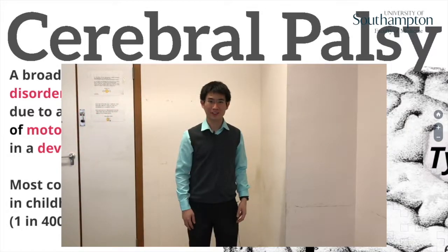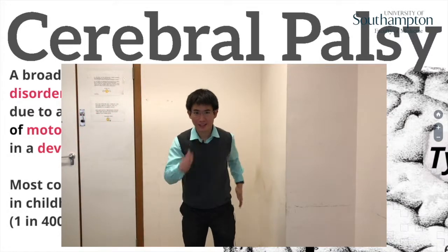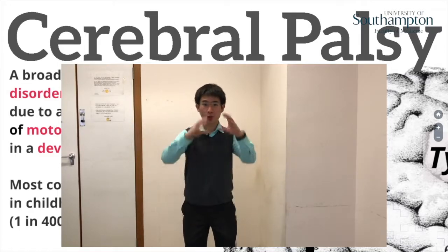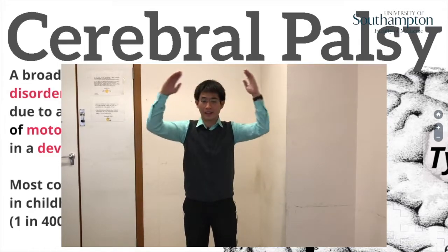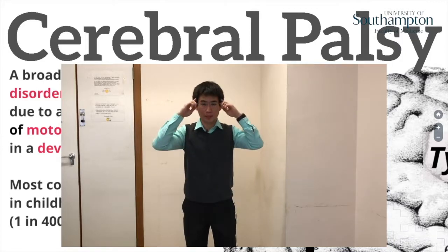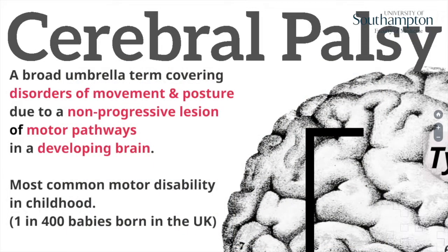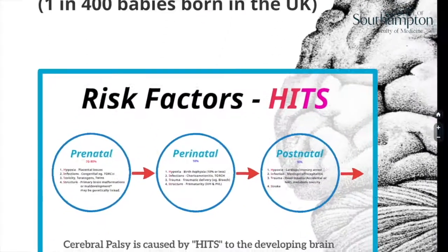So cerebral palsy is a disorder of movement and posture due to a non-progressive lesion in the motor pathways of a developing brain. It is the most common motor disability in childhood, and hence it is important for us to know all these important facts.